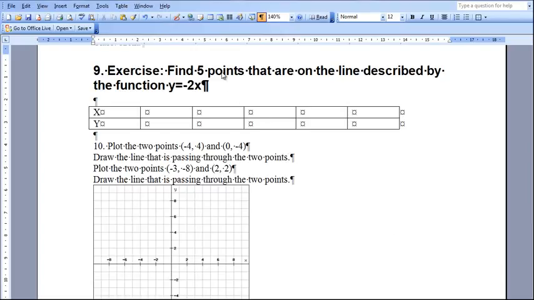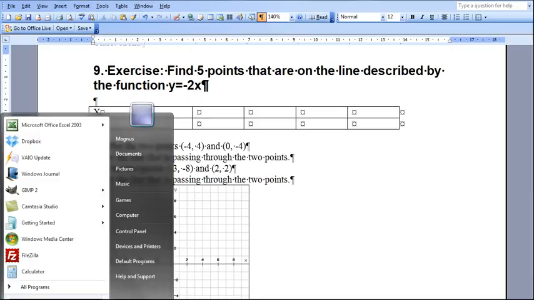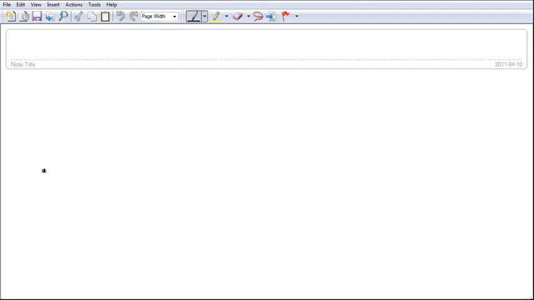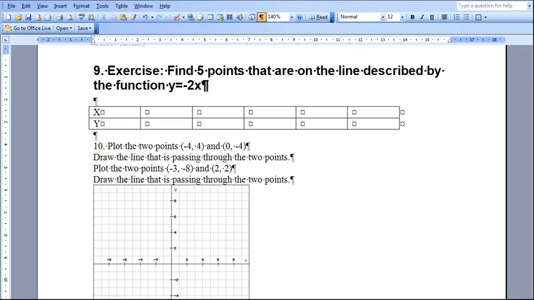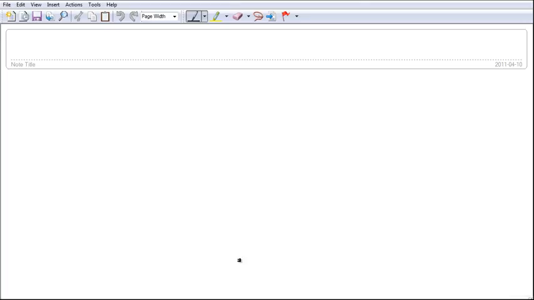Exercise number 9. Find 5 points that are on the line described by the function y equals minus 2x. Okay, let's open up this program, and first let's write the function y equals minus 2x. Okay, we have to understand what this means.